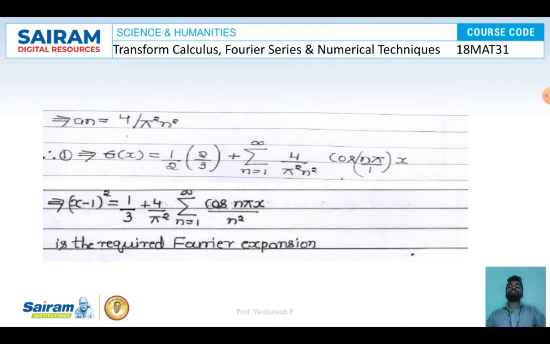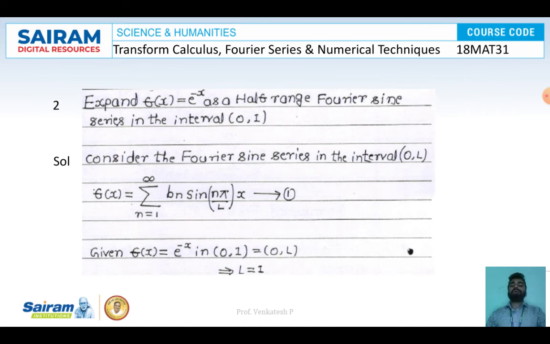So therefore f of x will be equal to 1 by 2 into 2 by 3 as the value of a0, plus summation n from 1 to infinity 4 by pi square n square into cos n pi by 1 into x. So after simplifying this, we got (x minus 1) whole square is equal to 1 by 3 plus 4 by pi square summation n from 1 to infinity cos n pi x by n square, which is the required Fourier cosine expansion.